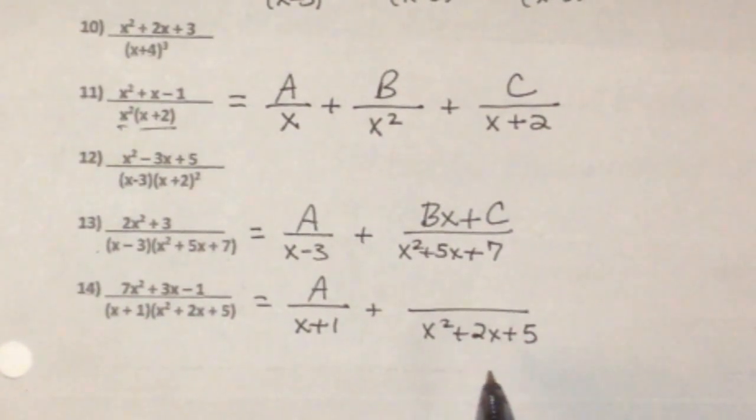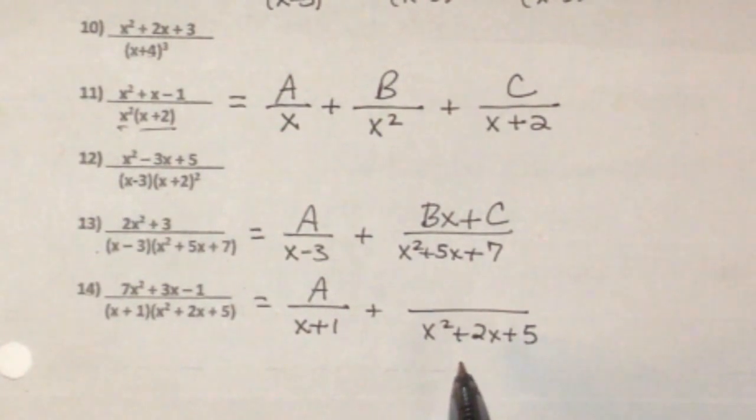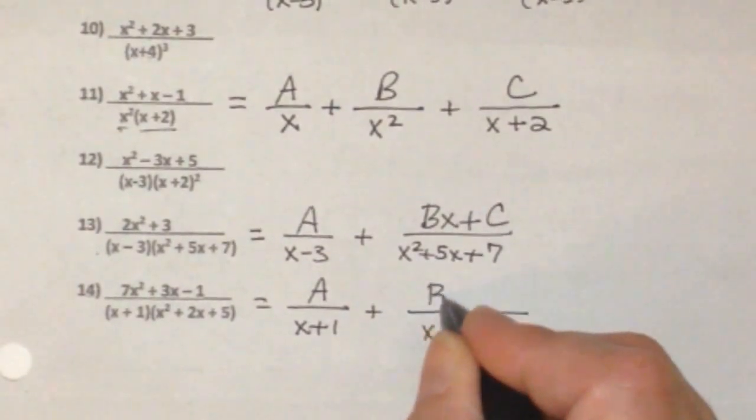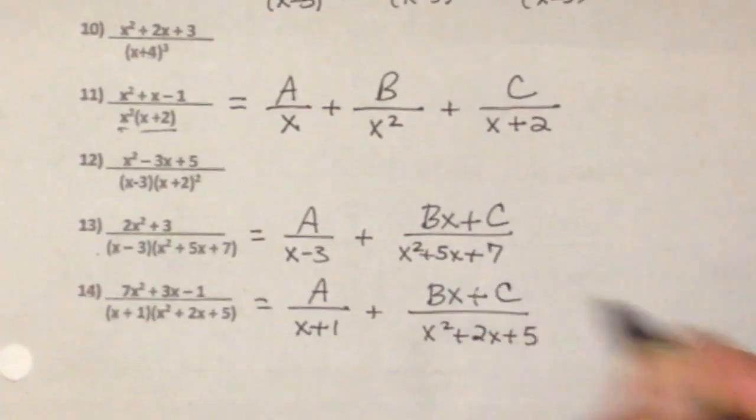X squared plus 2x plus 5 won't factor, so we're stuck with this. The degree of this denominator is 2. That means we need to put in the numerator something of degree 1, which will be bx plus c.